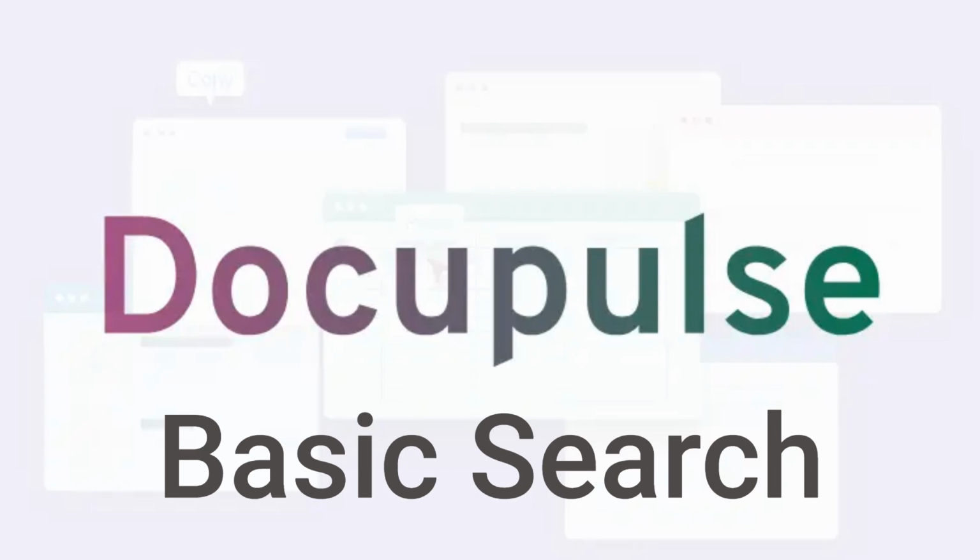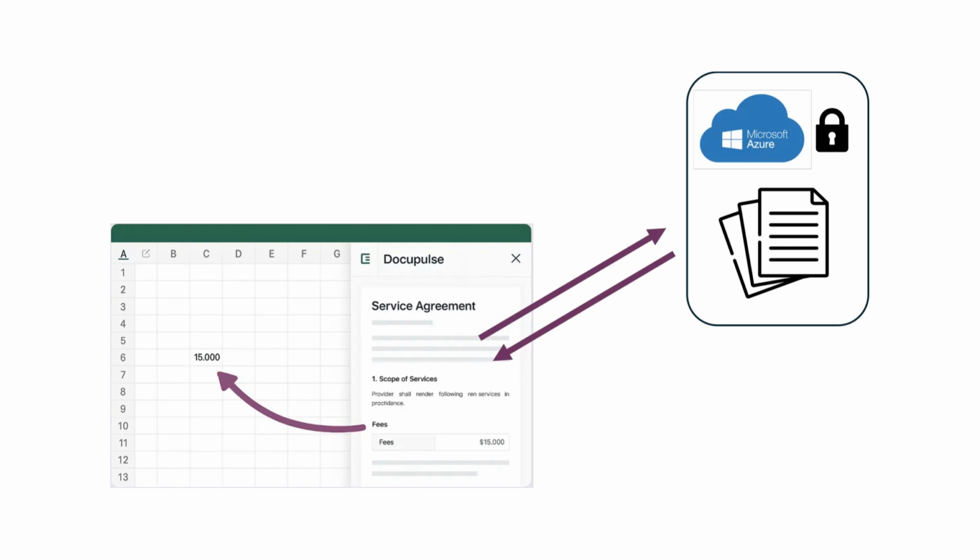In general, Docupulse stores your data in your personal secure cloud storage inside Microsoft Azure. It is important to understand that the data and the neural network for semantic search are stored in a separate Azure container, ensuring that no data leaves the container at any time.